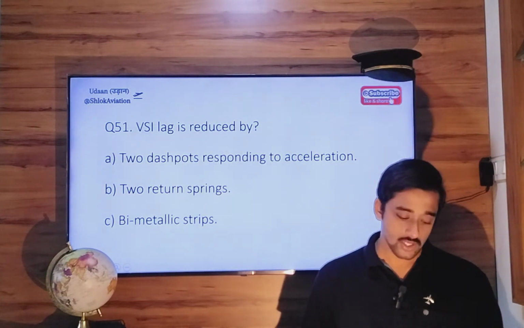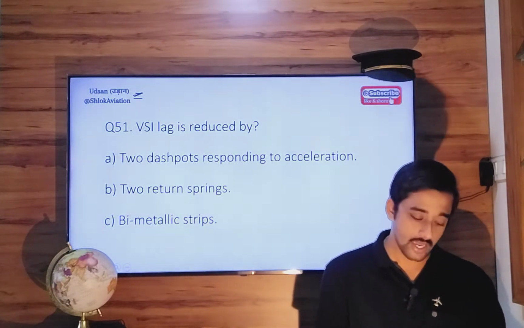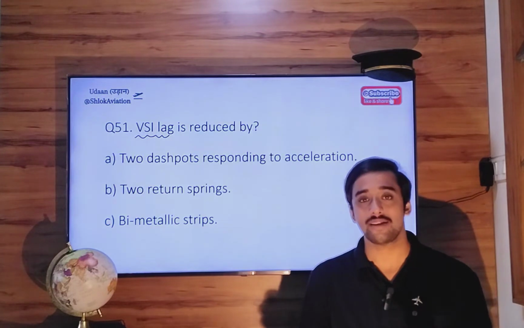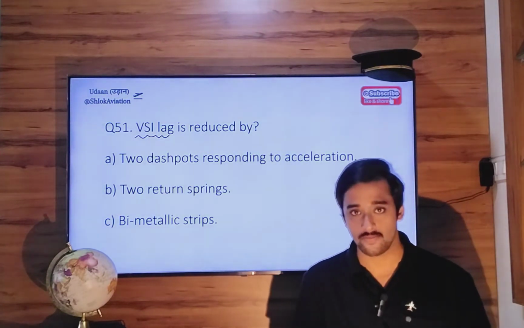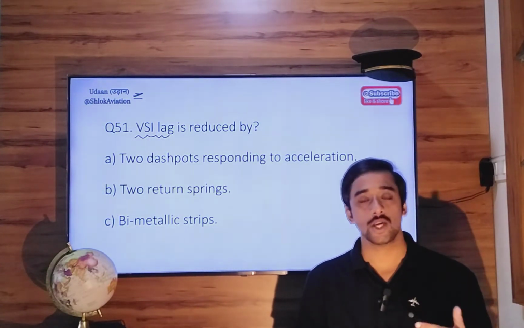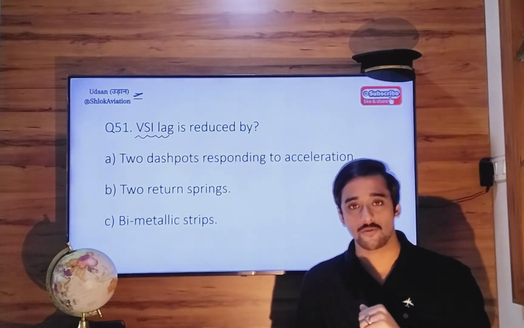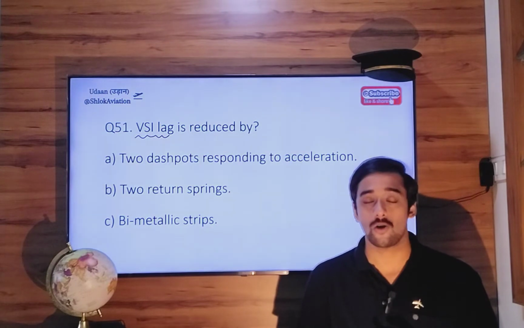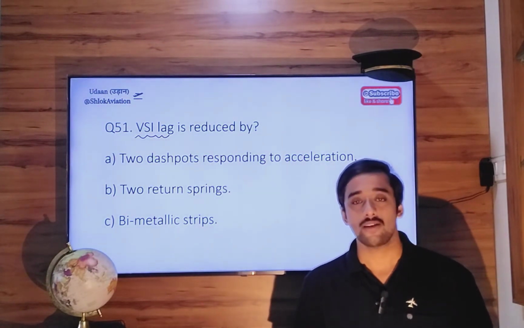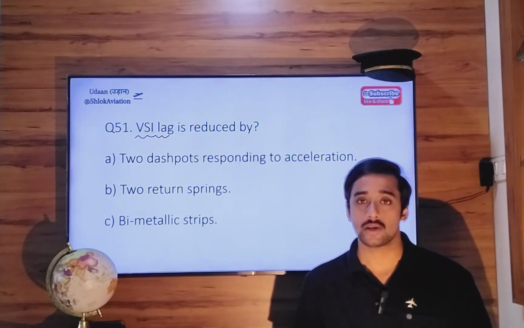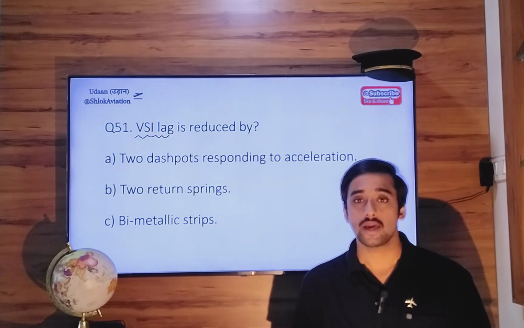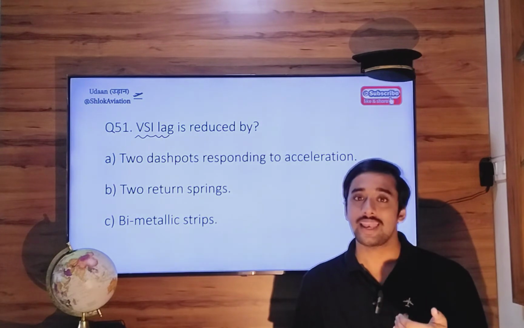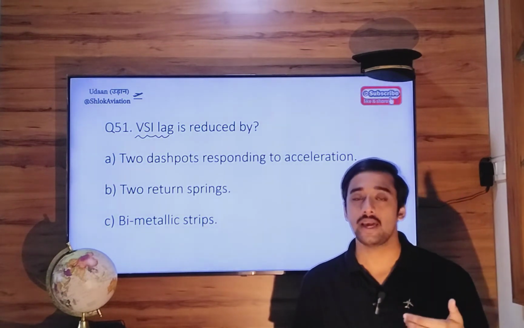VSI lag is reduced by what? Now, what is VSI lag? Vertical speed indicator lag. To lag means to fall behind something. Whenever you climb, let's say you're flying straight and level at 5,000 feet, and you initiate a climb to go to a new level of 6,000 feet. Whenever you initiate a climb, you enter a pitch attitude, a climbing attitude, and in the beginning of your climb, the vertical speed indicator will lag or it will fall behind in time.